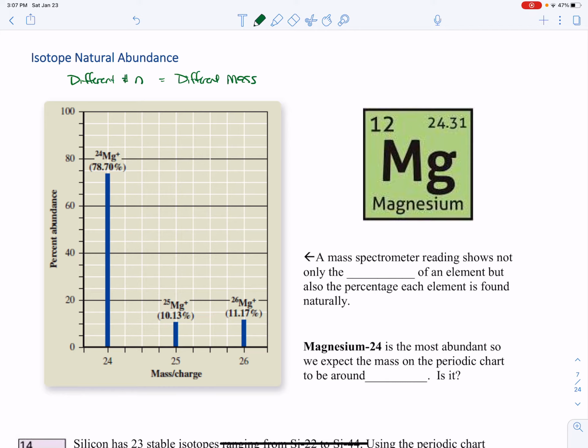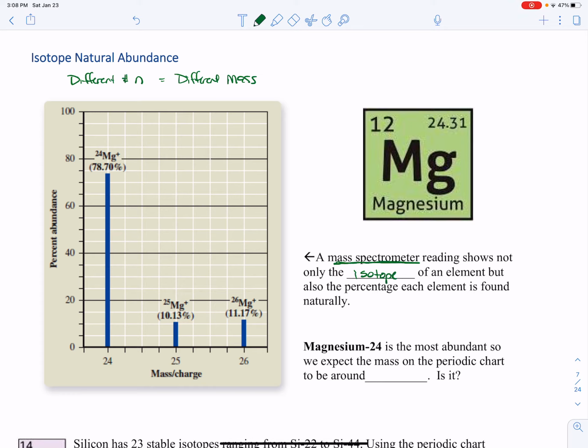If we use this instrument, called a mass spec, or a mass spectrometer, Mass specs do more than what I'm about to talk about. They're a very beneficial tool in organic chemistry, but they can be used if you think you've got a sample of something that's pure. As long as it's pure, they'll work for elements. And it shows not only the isotopes of an element, but also the percentage each is found naturally.